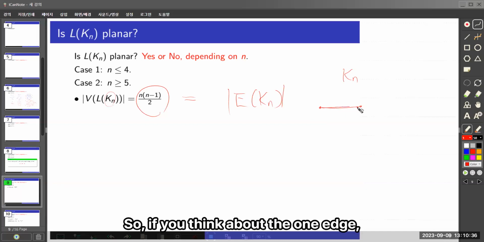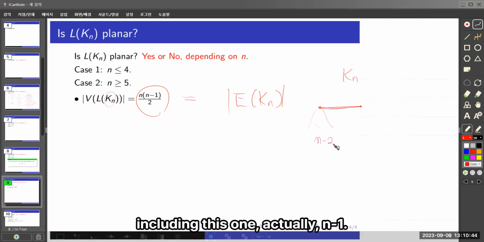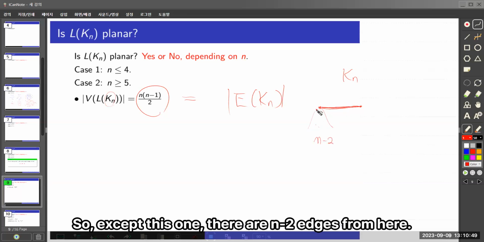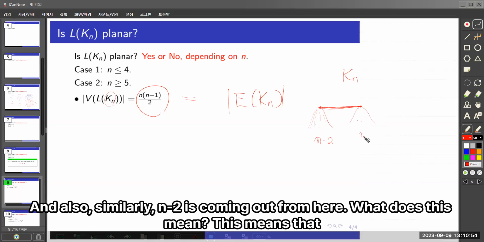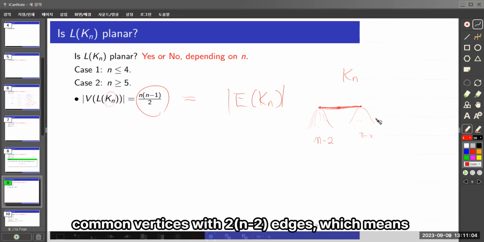And for each edge in the complete graph, there are n vertices. If you consider this edge, then each vertex is adjacent to n minus 2 other edges, or n minus 1 including this one. Except this one, there are n minus 2 edges from here, and similarly n minus 2 edges coming out here. This means that every edge in K sub n shares common vertices with 2 times n minus 2 edges.